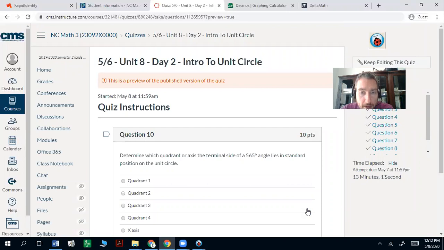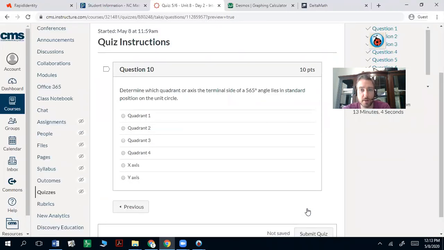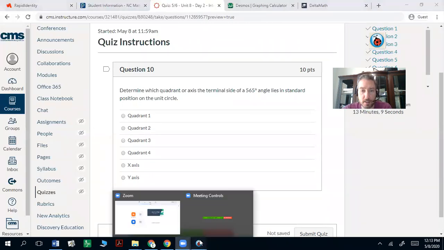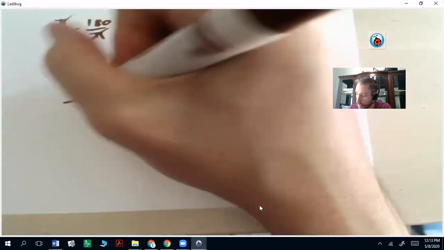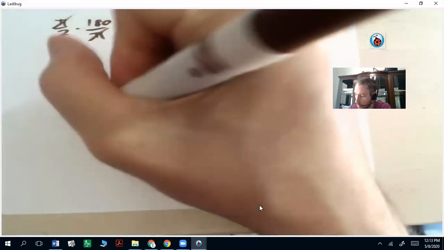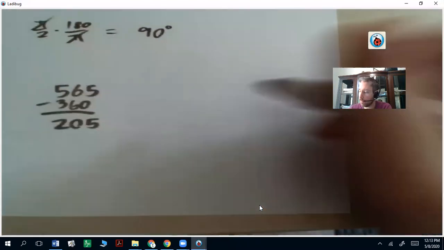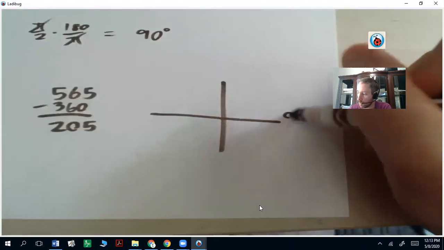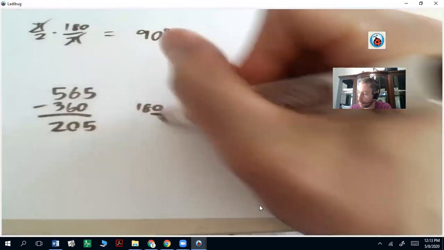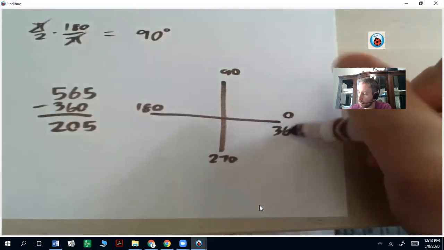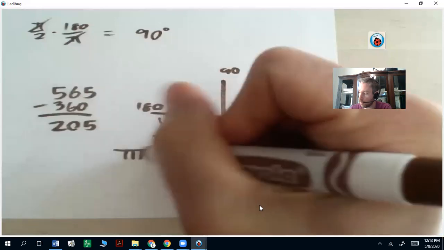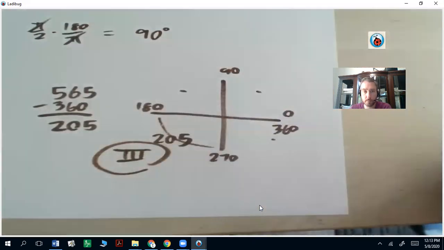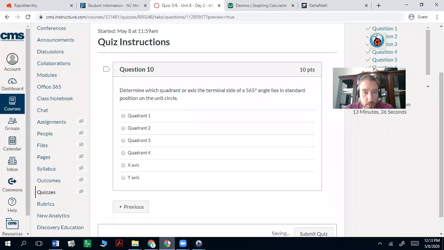Determine which quadrant or axis the terminal side of a 565-degree angle lies in standard position. 565 is not between 0 and 360. So guess what? We are going to subtract 360 again, and you got 205. 0, 90, 180, 270, 360. 205 is in here. Which quadrant is that? Well, that's quadrant 3, because it's 1, 2, 3, 4. So quadrant 3 will be your answer.